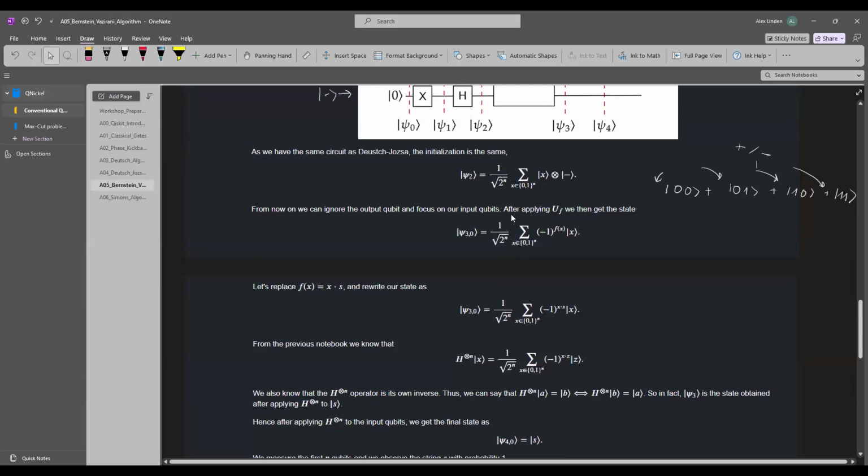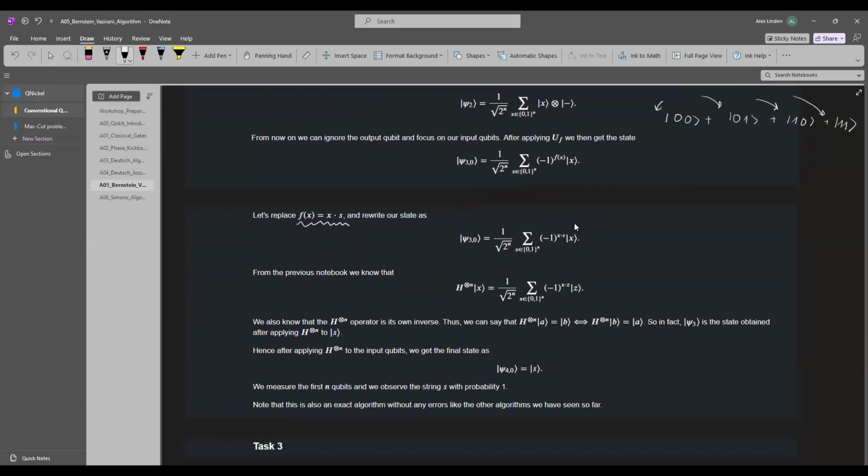Now, since we have f of x here, we know what it's defined as. It's defined as x dot product s. So we're just changing this here. Previously, we saw what the result is of applying the Hadamard n times to x. So again, to a string of bits. And for this, we can just write it x, z, and then state z.